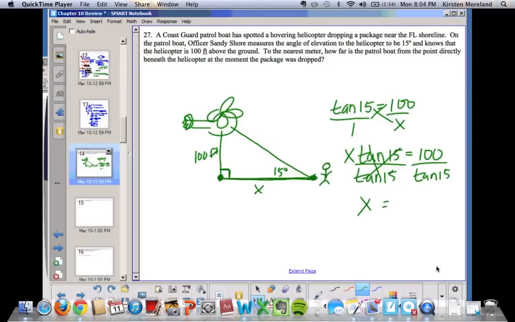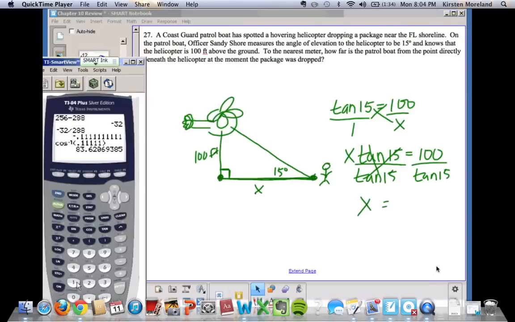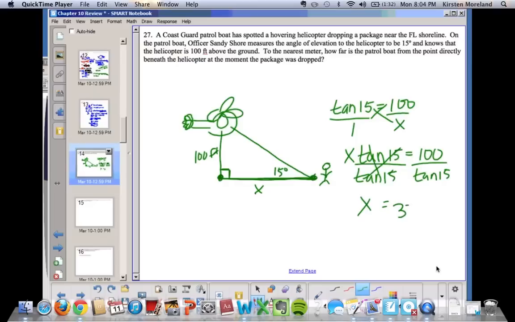And in the end, I just have to go to my calculator and type 100 divided by tan of 15. And I'll find that she's 373 feet away from the point directly below the helicopter. Right.